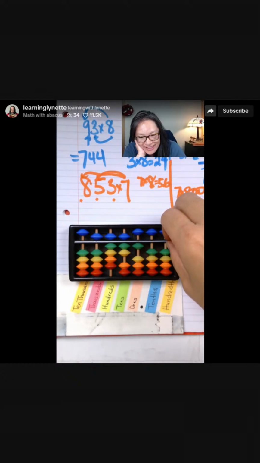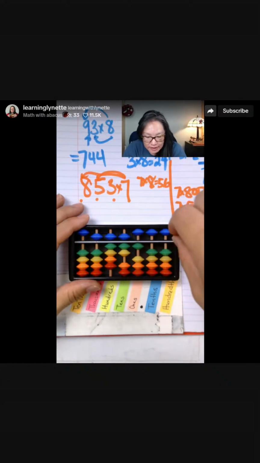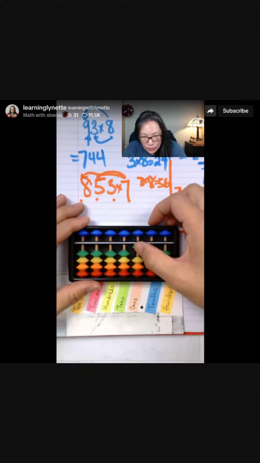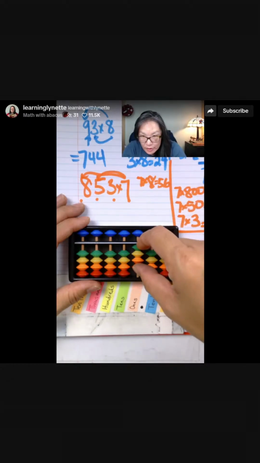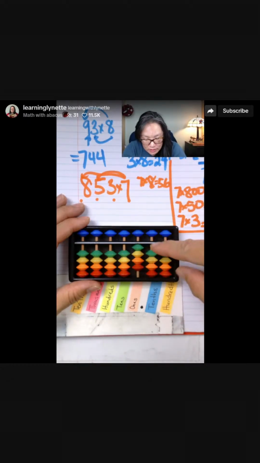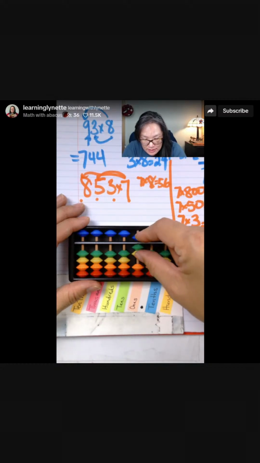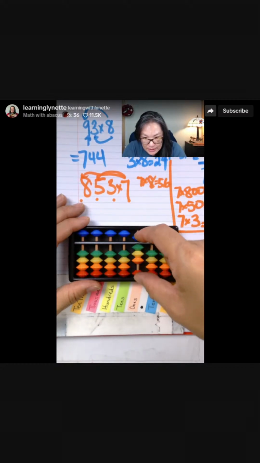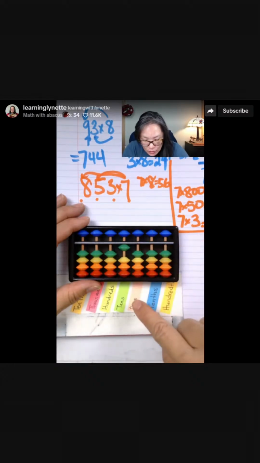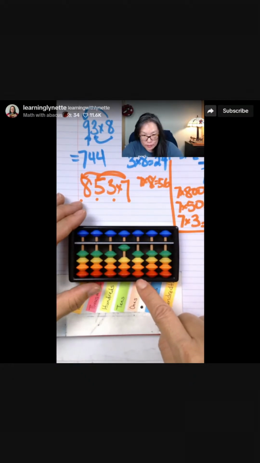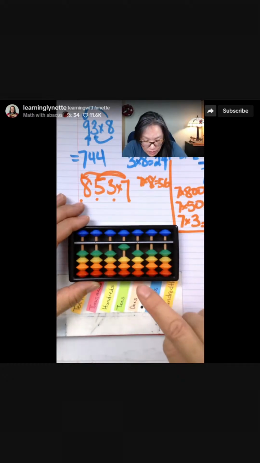Okay, so Taylor, we have 1, 2, 3, 4. All the bottom beads have a value of 1. 1, 2, 3, 4, and then 5. 5, 6, 7, 8, 9. After 9, we have 10. We have ones. Every column is a place value: ones, tens, hundreds, thousands, 10,000s.